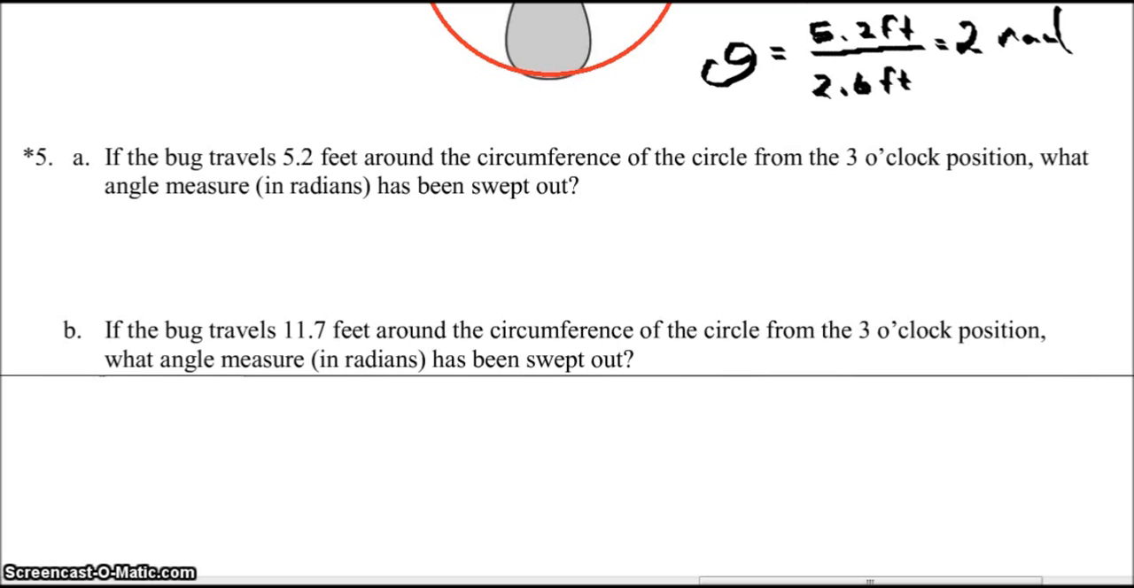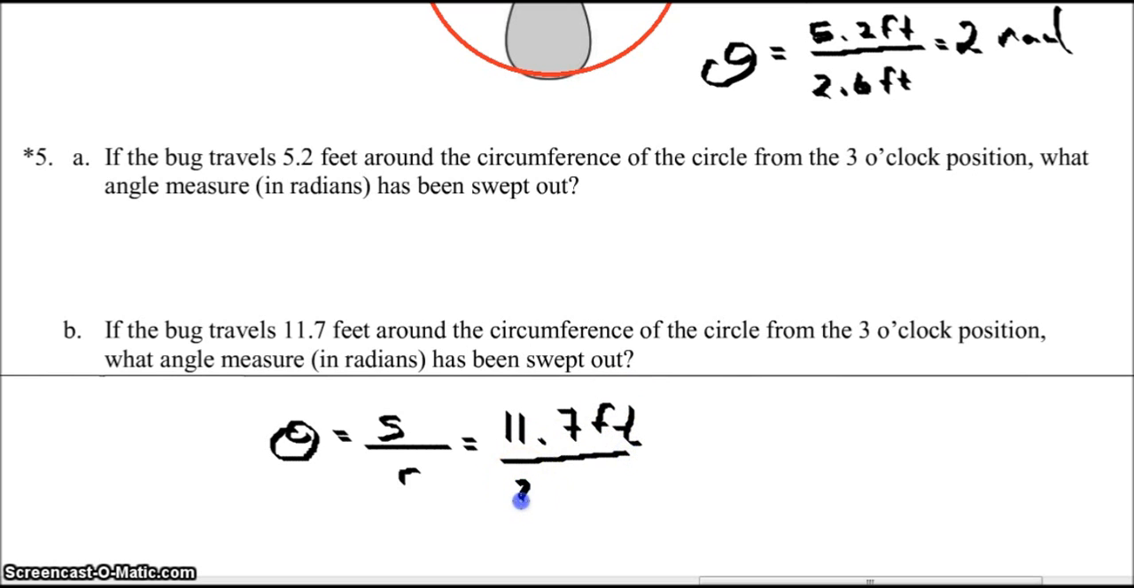If the bug travels 11.7 feet around the circumference of the circle from the 3 o'clock position, what angle measure has been swept out? Again, we just do the same thing. Theta equals s over r. The arc length is 11.7 feet, and the radius is 2.6 feet. That gives us 4.5 radians.